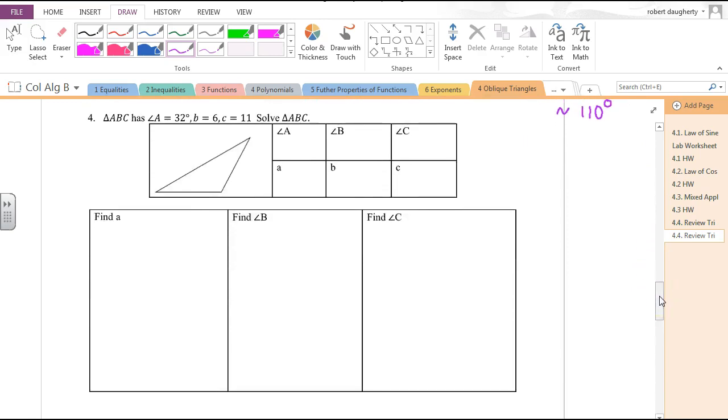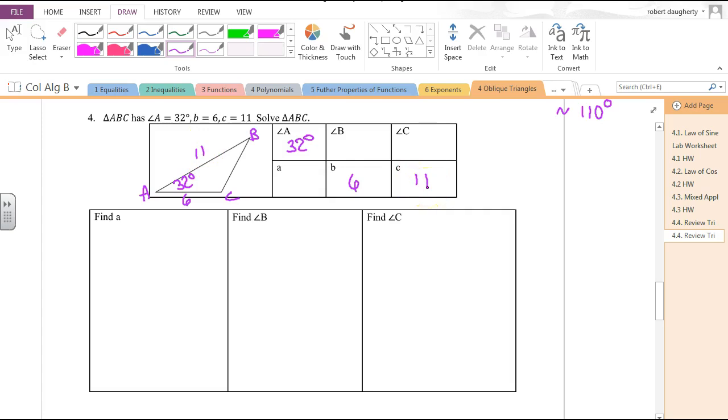Solving for a triangle. Triangle ABC. So if this is A, this is B, and this is C. Angle A is 32 degrees. Side B is 6. So this is 6. Side C is 11. So I've got that.